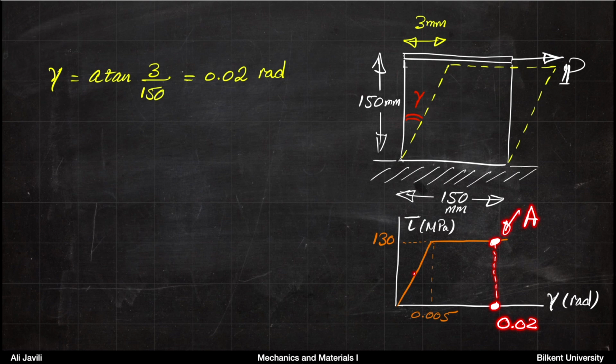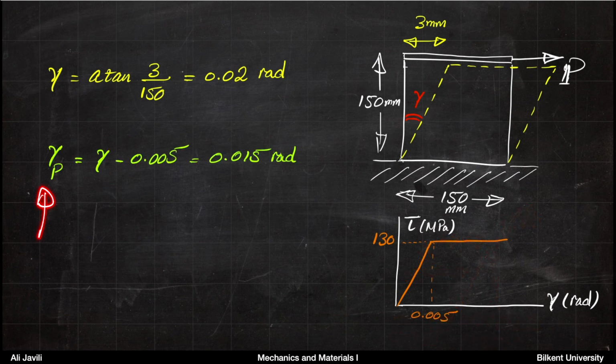Now that means you load this, you come to this point. Now, when you release the load P, the force P, it's going to come back parallel to the elastic line. If it comes back in parallel, that means this part would be 0.005, which tells you what you have here would be 0.015 radian. Okay, so the permanent shear strain would be shear strain minus what would be recovered due to the elastic regime.